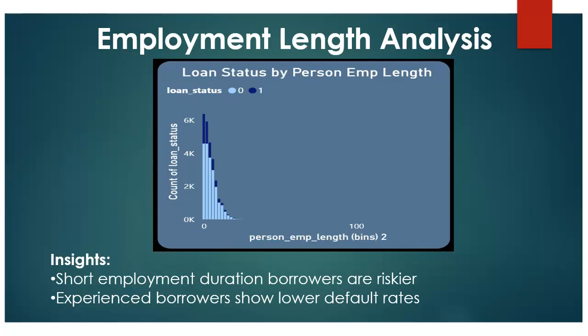Then the employment length analysis. In this section, I analyzed the relationship between employment length and loan defaults. For this analysis, I created bins for employment length to group borrowers into ranges. The visualization indicates that borrowers with shorter employment duration are more likely to default. On the other hand, borrowers with stable and long-term employment history show lower default probability. This analysis helps identify financially unstable borrowers.